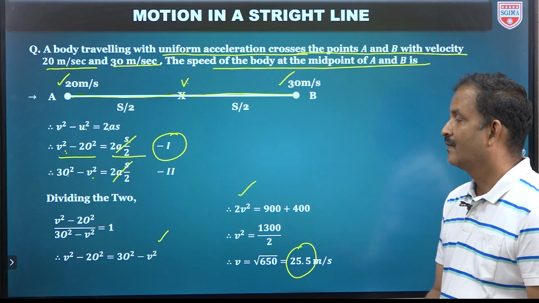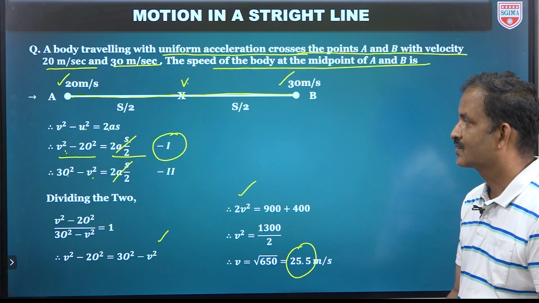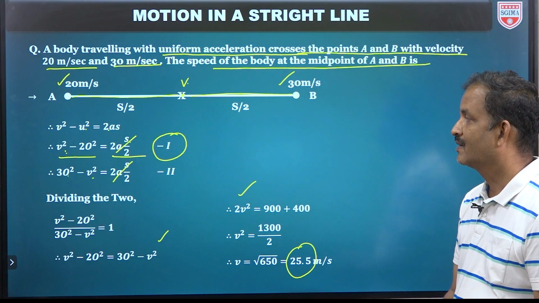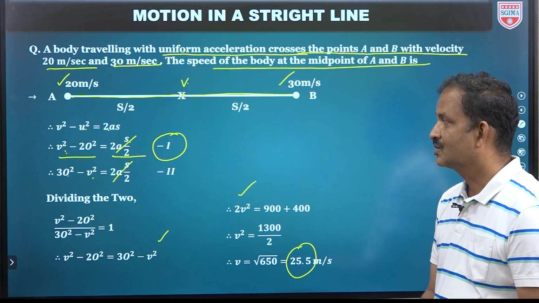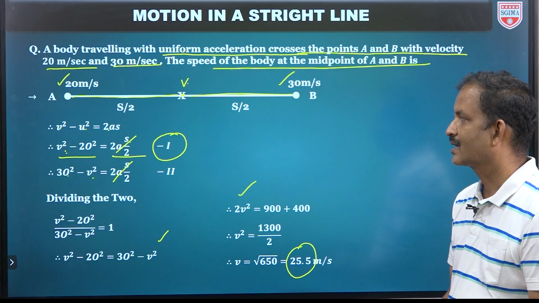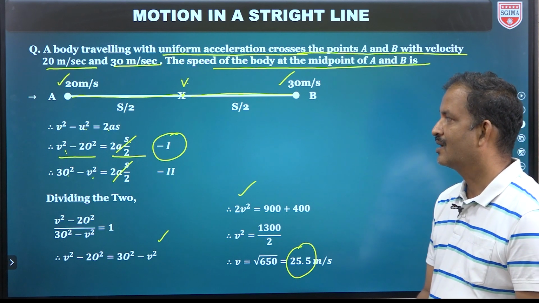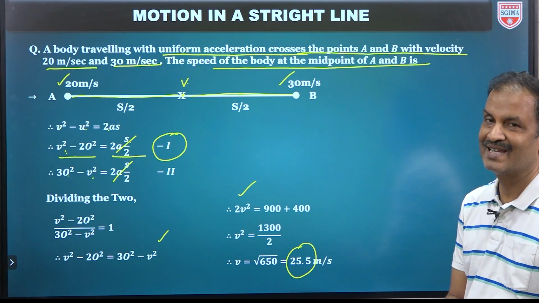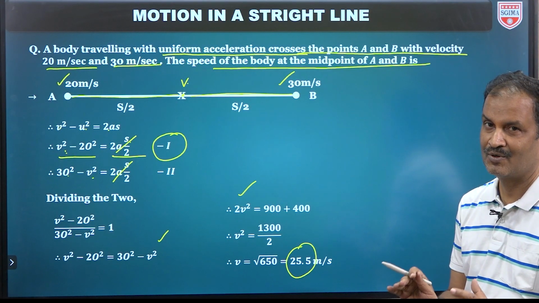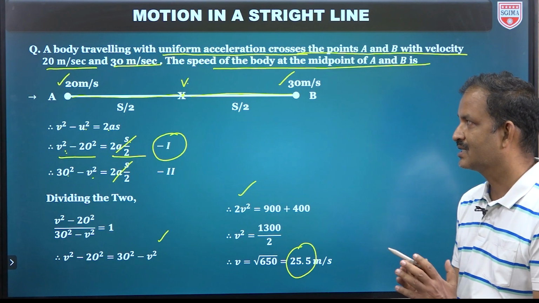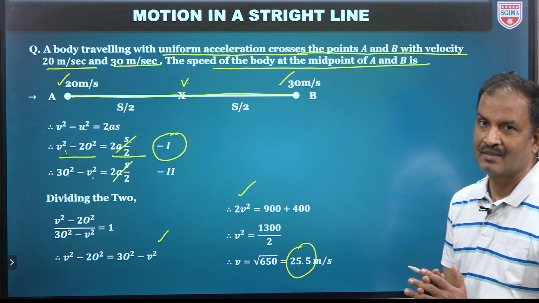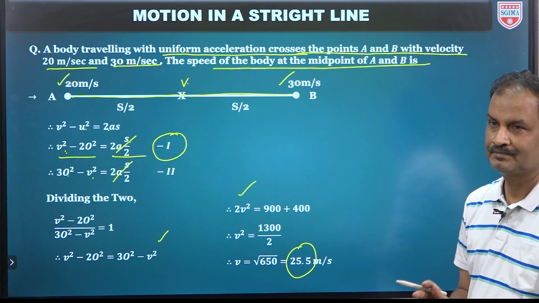I am using here the formula V square minus U square is equal to 2AS. Previously, I used the formula S is equal to ut plus half at square. Before that, I used Sn is equal to u plus a into n minus half. I am doing all the applications of those formulas, the equations of motion.